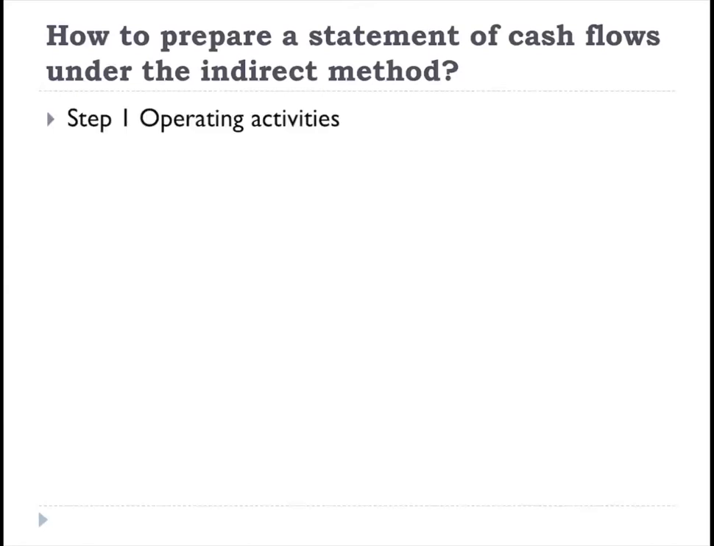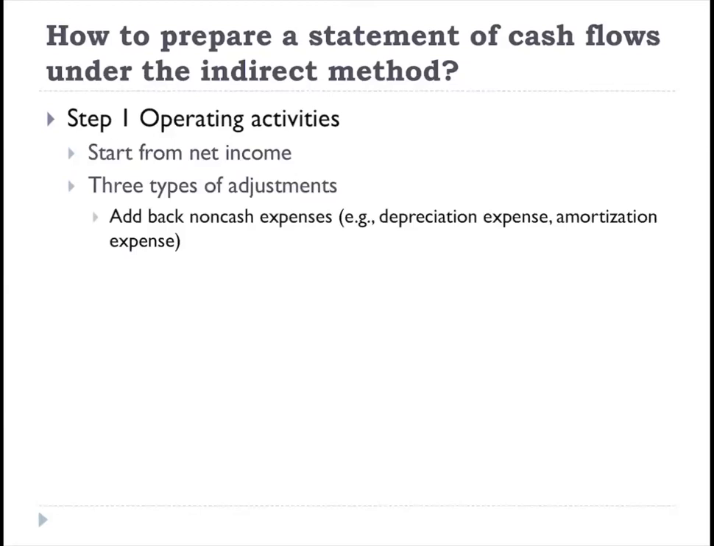The first step in preparing a statement of cash flow under the indirect method is to prepare the cash flow from operating activities. Under the indirect method, we start from the firm's net income, and we make three types of adjustments. What are those three types of adjustments? First, we need to add back all of the non-cash expenses, because they decrease the firm's net income, but they don't affect the firm's cash flow. Examples for those are depreciation and amortization.